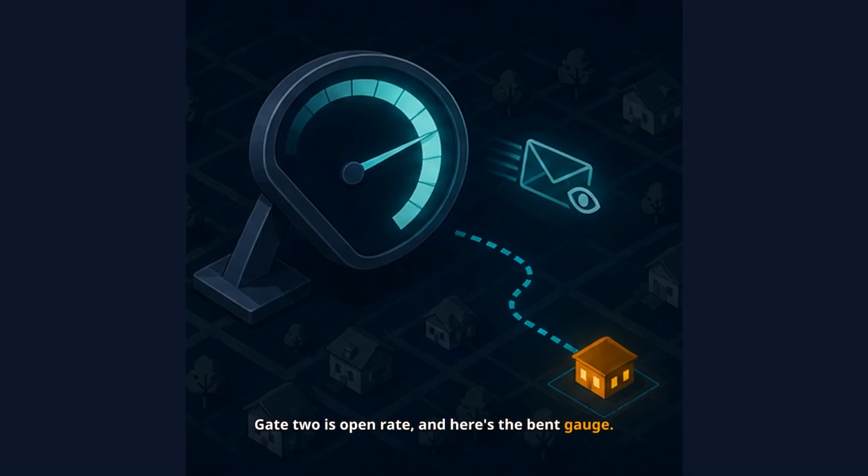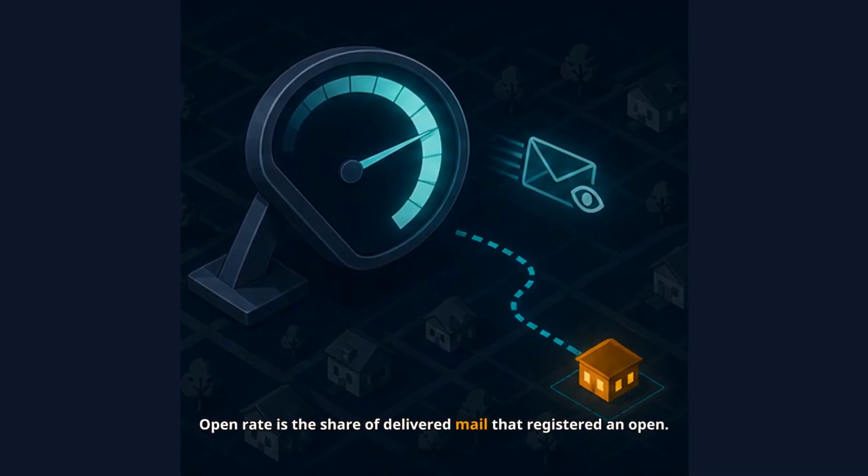Gate 2 is open rate, and here's the bent gauge. Open rate is the share of delivered mail that registered an open. For 2 decades, it was the headline number. Then Apple turned on mail privacy protection. Apple Mail now preloads your tracking pixel, whether or not a human ever read the message, which inflates opens across a big slice of your list. Reported open rates have drifted into the high 30s and 40s, while real reading barely moved.